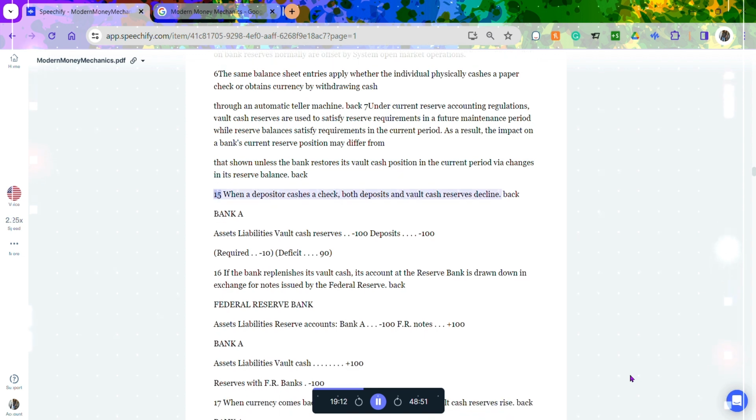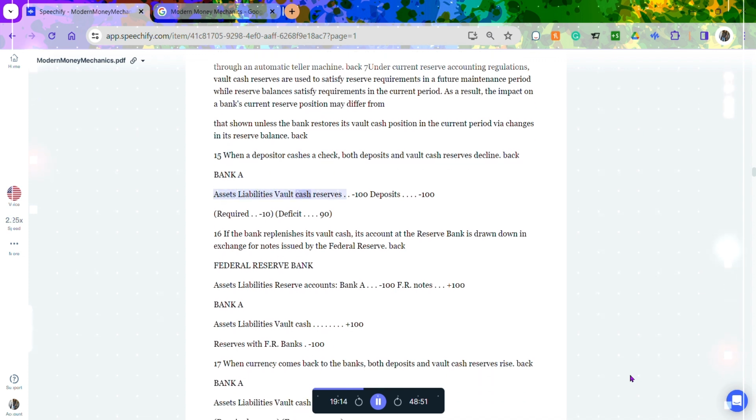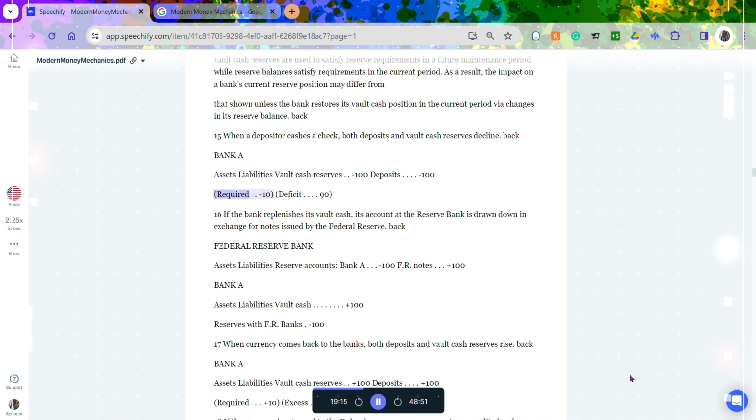15. When a depositor cashes a check, both deposits and vault cash reserves decline. Bank A: assets, vault cash reserves, minus 100; liabilities, deposits, minus 100. Required, minus 10. Deficit, 90.